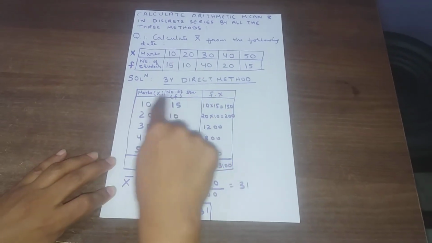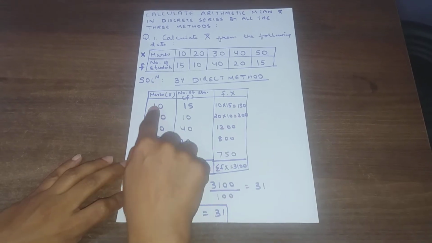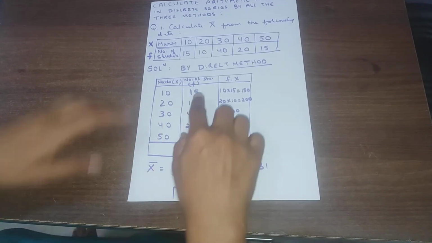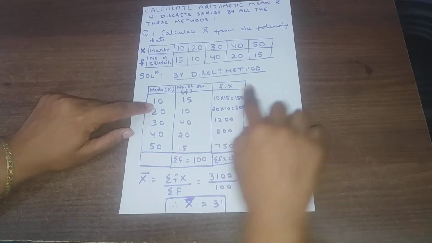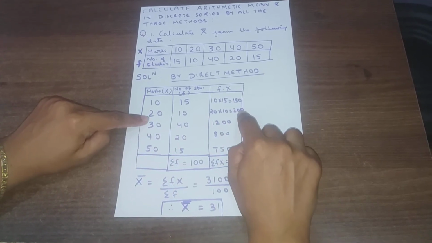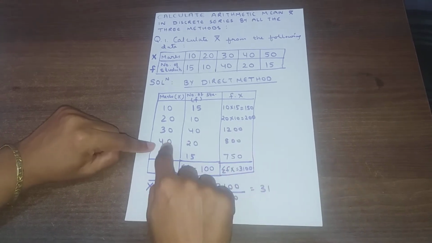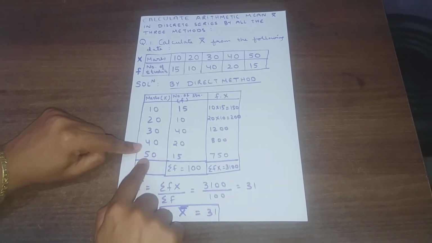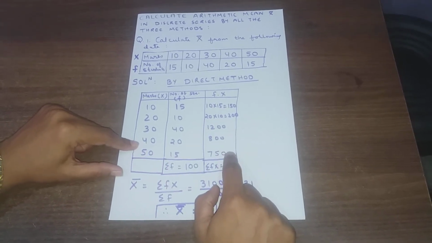And now, multiplication of f into x will form the third column. So, whatever two columns you have written, just multiply both of them. So 10 into 15 will give you 150. 20 into 10 will give you 200. 30 into 40 will give you 1200. 40 into 20 will give you 800 and 50 into 15 will fetch us 750.